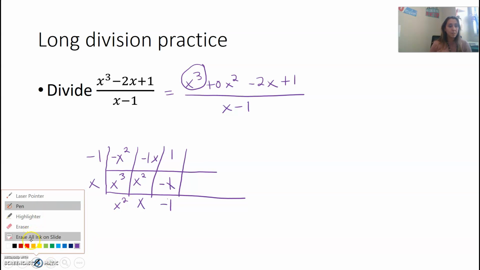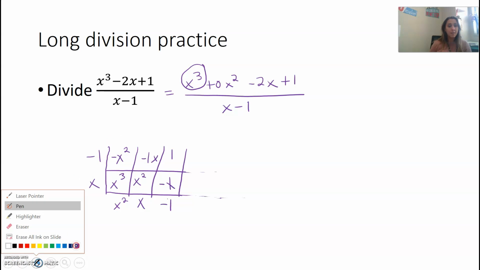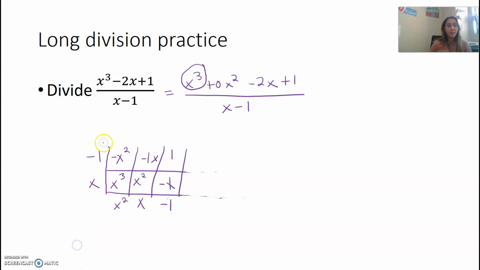Here, actually I'll write. So then I don't need all of this right here, right? I had too many lines, so there we go. So then I only needed 1, and I have 1. So this is saying that this times this will get me this answer. And that's correct, right? Because x cubed. So then my answer to this would be x squared plus x minus 1.